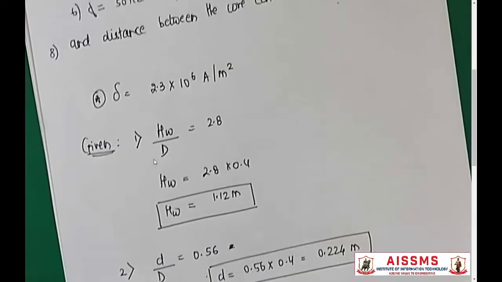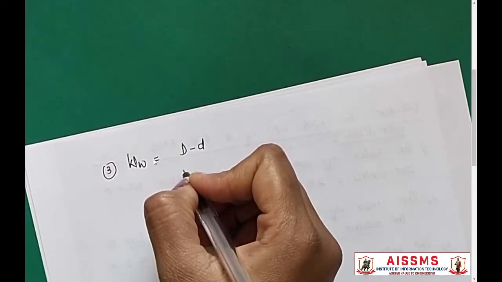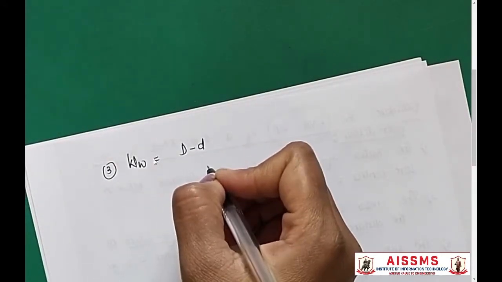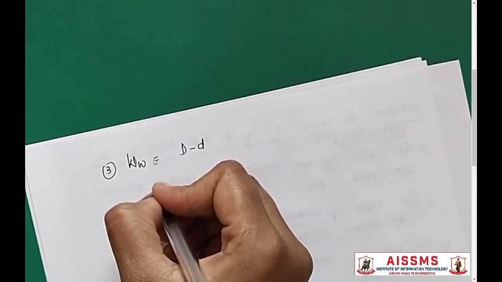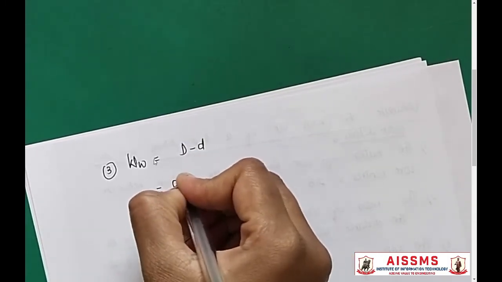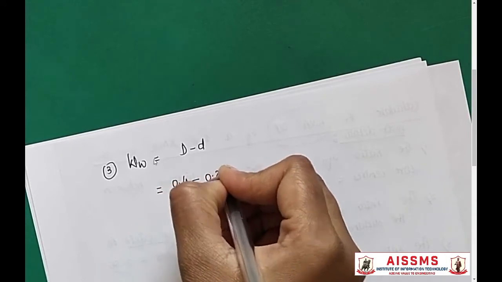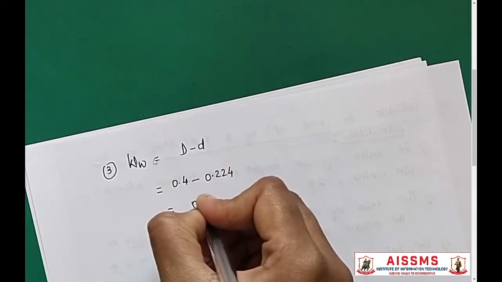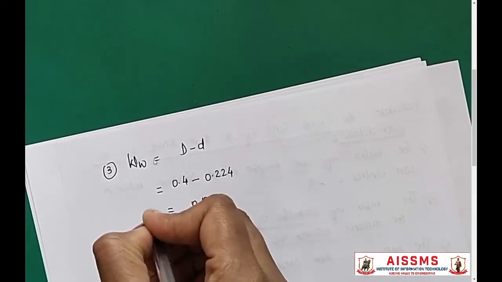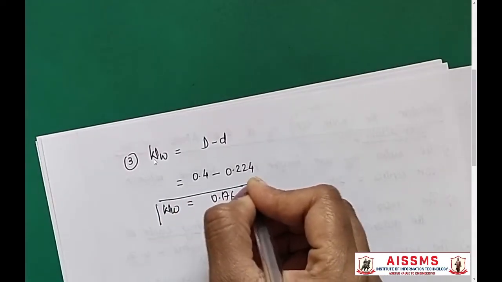Now let's go to the next step. We have to calculate the width of the window. So WW will be our third step, which is given by capital D minus small d. Capital D stands for the distance between the adjacent core centers, small d is the diameter of the circumscribing circle. So we have both these values with us. So this can be simply calculated by putting the values, and we get the answer as 0.176 meters.